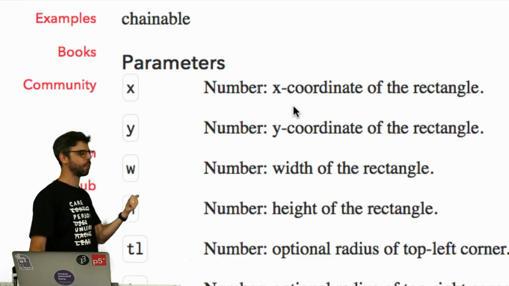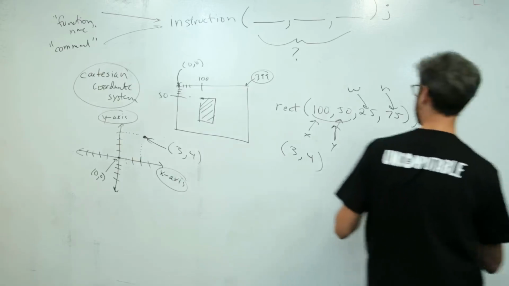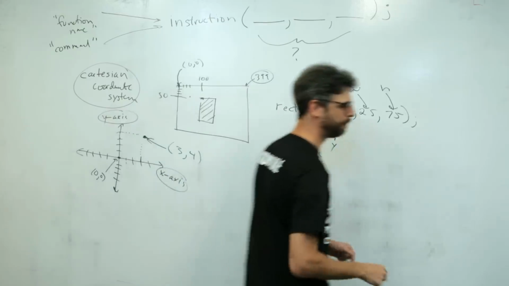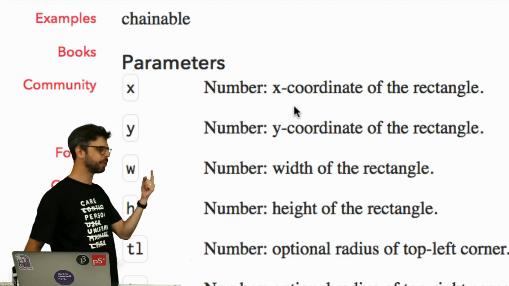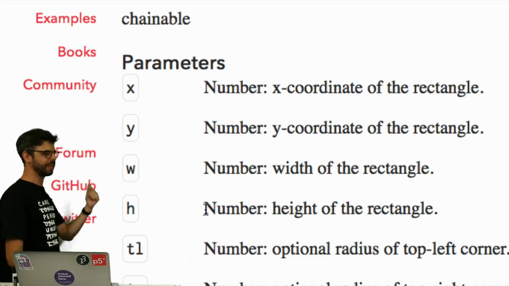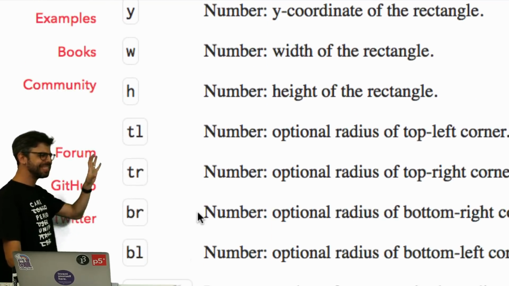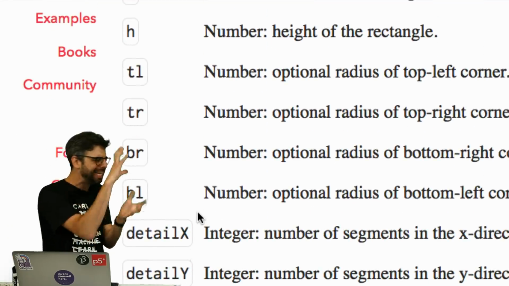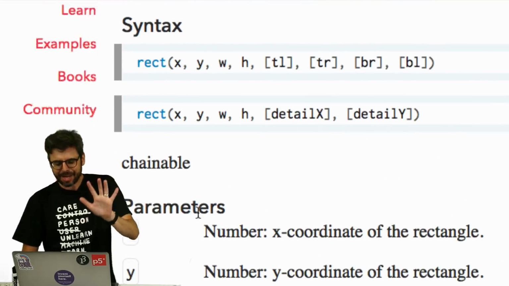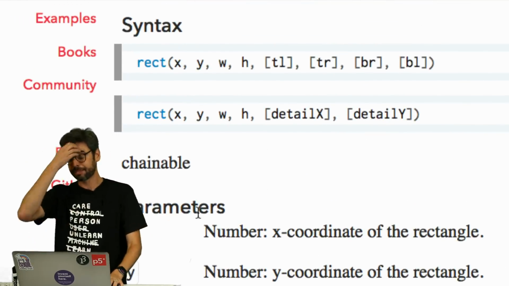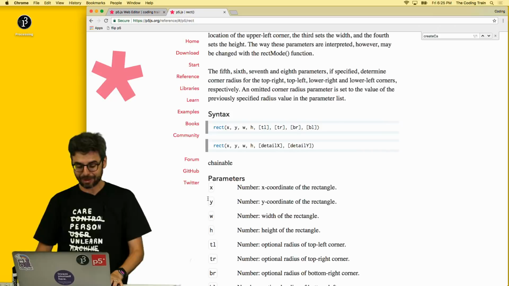x is the x coordinate of the rectangle. That's exactly what I explained to you over here. y is the y coordinate. w is the width. h is the height. And then there are these other optional ones for rounding the edges, and I'm not going to worry about that too much. Rectangle was maybe not the best one to start with because of the extra added complication.